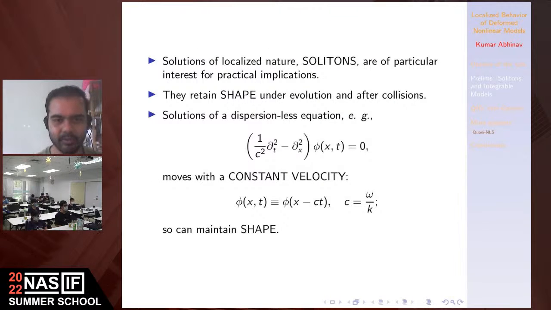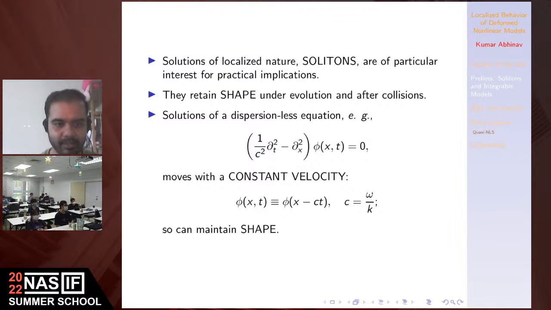Okay, so let's go to the mathematics. So by definition, they are localized structures, and they retain shape. So how do you understand that? So let's talk about retaining the shape. Retaining the shape means that if it is a localized structure, it does not disperse, it does not spread. So that means that there is no dispersion.